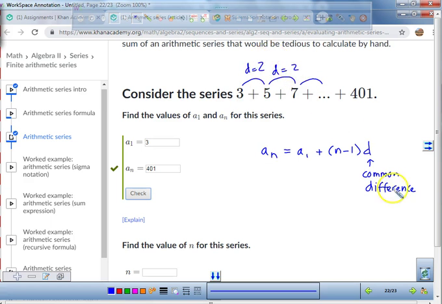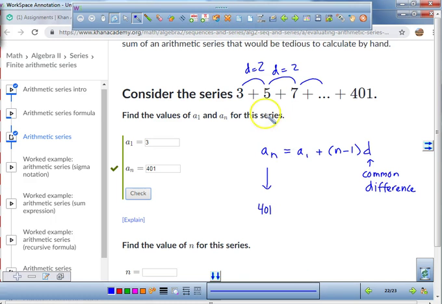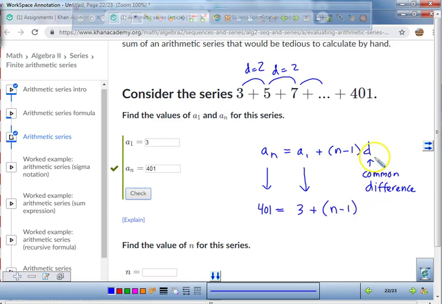2. So right now, I want you guys to understand, we're going to plug in everything that we know. What are we plugging in for AN? We're plugging in 401. What are we plugging in for the very first term? We do parentheses, N minus 1. What number are we plugging in for D? Our common difference is 2. So we're going to go ahead and distribute.